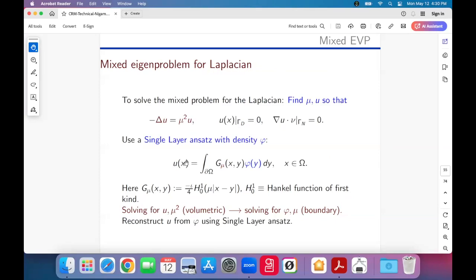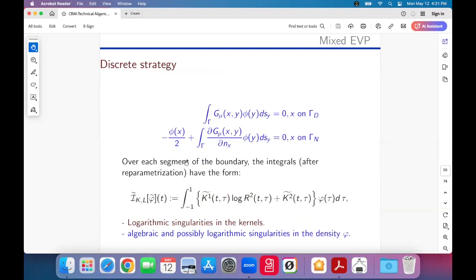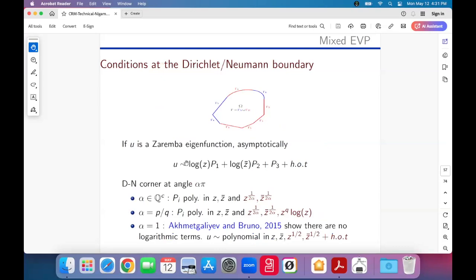You could solve the mixed eigenvalue problem for the Laplacian. Same idea. Pretend you're going to look for the eigenfunction psi or phi instead of u. Just do everything on the boundary. Just use boundary integral operators. You're going to get, in this case, a pair of equations to satisfy on different parts of the domain. And then we chose to take care of the singular behavior at the junctions.